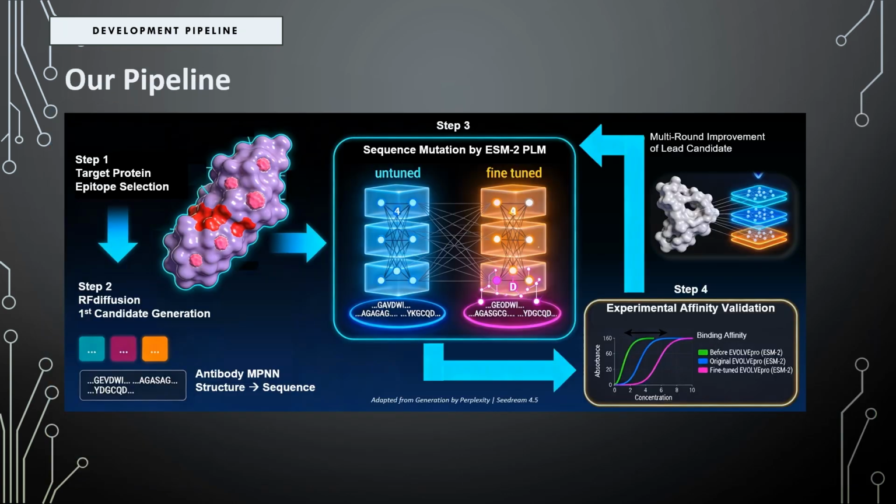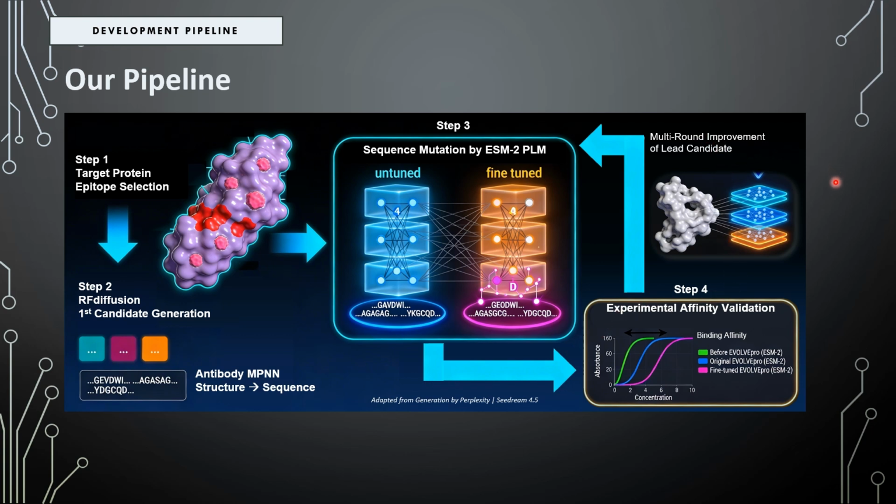So our pipeline, our method, is actually to use both of these strategies in tandem. First starting with a target protein and selecting which epitope we want to target, and then allowing RFdiffusion to generate the first candidate structure that will bind there. An antibody MPNN will translate that structure to a sequence, which then can be passed into our sequence-based mutation by an ESM-2 PLM. Those candidates can then be retrieved and experimentally validated and passed back into the ESM-2 PLM for multi-round improvement, similar to the EvolvePro strategy.